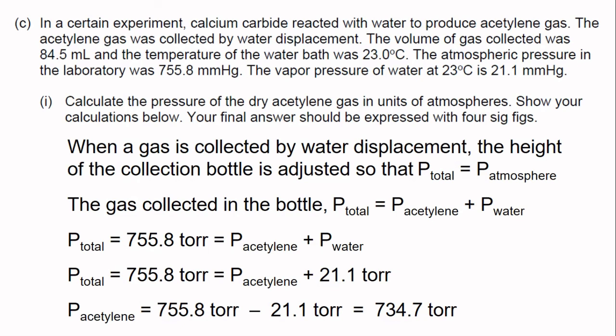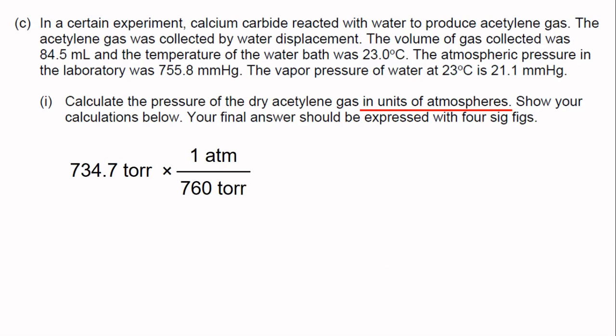This is not our final answer because they want the pressure of the acetylene gas in units of atmospheres. Let's convert 734.7 torr into atmospheres. We'll round off our answer to 4 significant figures, and we get 0.9667 atmospheres.